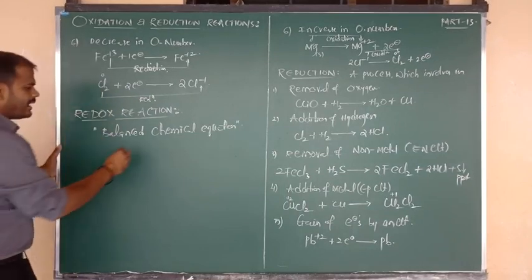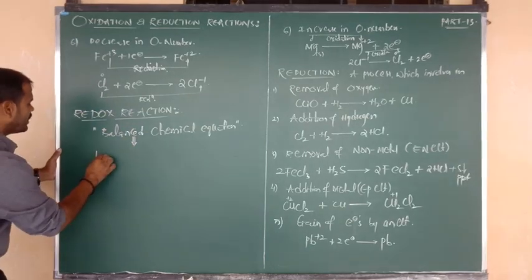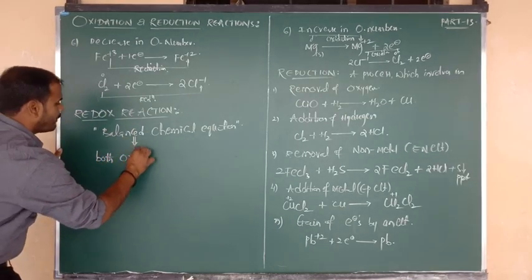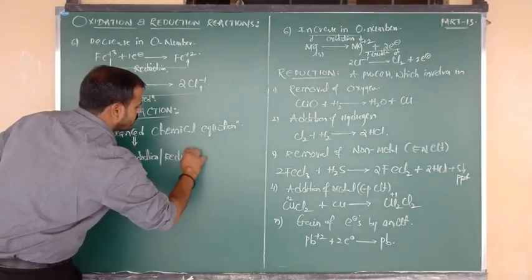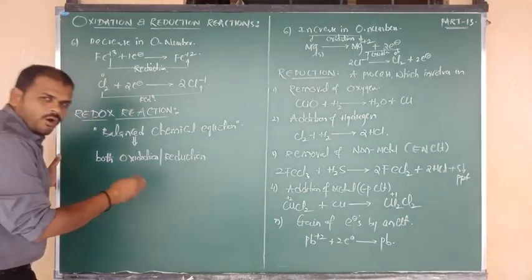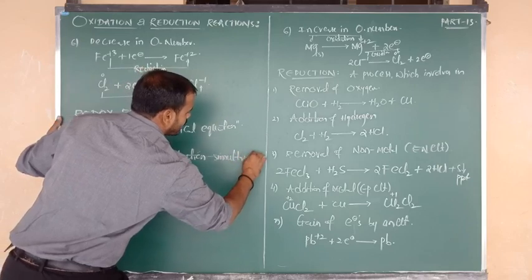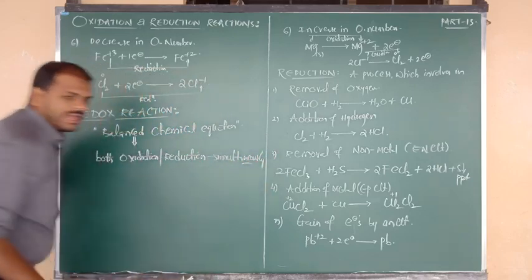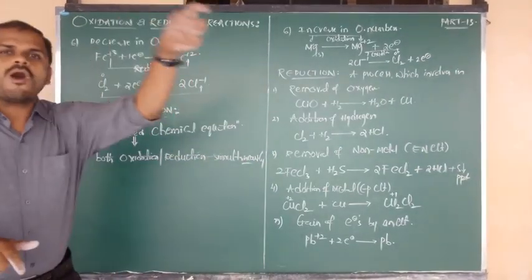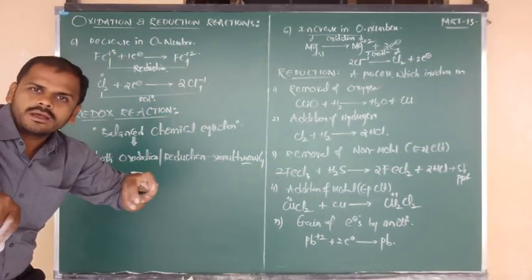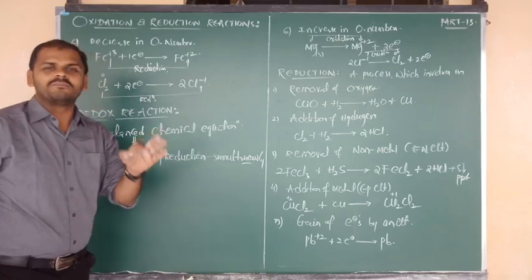In that balanced chemical equation, we can see both oxidation and reduction. Both oxidation and reduction take place simultaneously. Means in that chemical equation, if one reactant undergoes oxidation, another reactant undergoes reduction. 100% both should take place simultaneously, that means at a time.